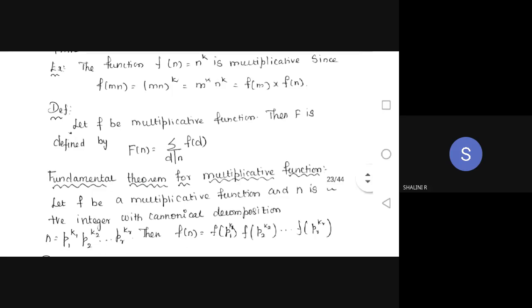Then we discussed the fundamental theorem for multiplicative functions, which is an important theorem in this unit. Let f be a multiplicative function and n a positive integer with canonical decomposition n equals p1 to the power k1 into p2 to the power k2 and so on up to pr to the power kr. Then f of n is equal to f of p1 to the power k1 into f of p2 to the power k2 and so on up to f of pr to the power kr.